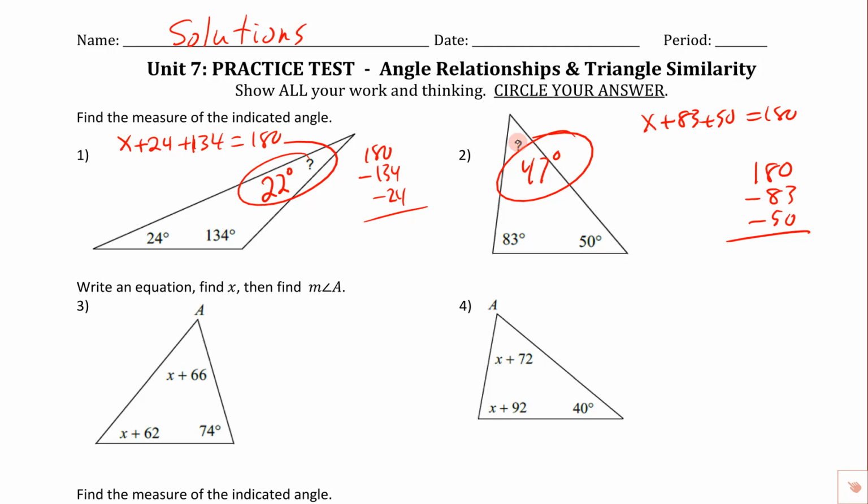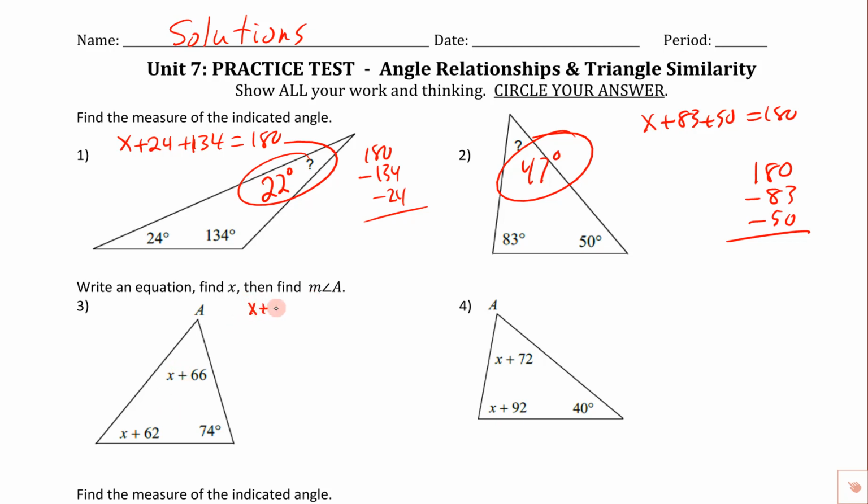You'll notice that on this one, on number 3 and number 4, it does say write an equation, find x, and then find angle A. So it's very specific. We've got to make sure that we do all three of those things. Write the equation, find the x. So we'd want to circle that so everybody knows what the answer is. And then we want to find the measure of angle A. So we're going to add all of these together.